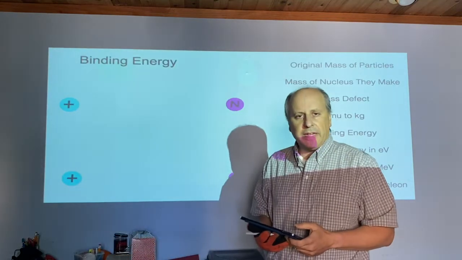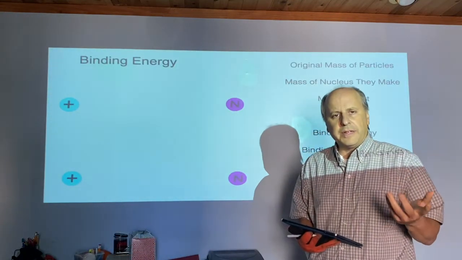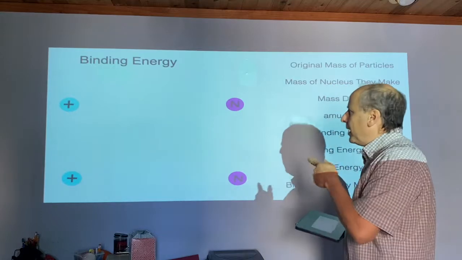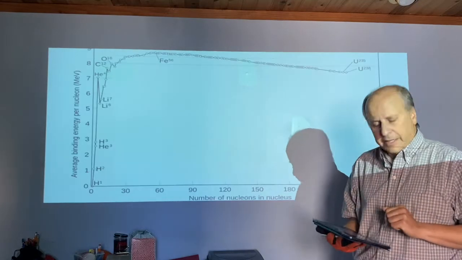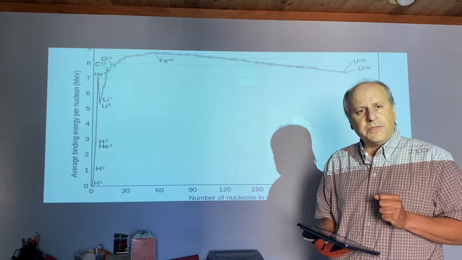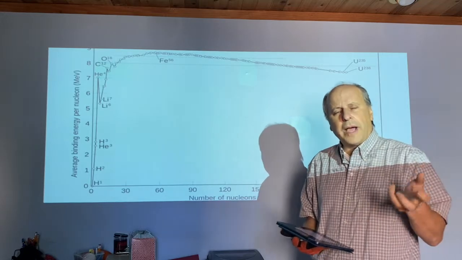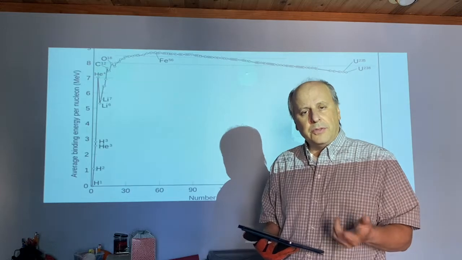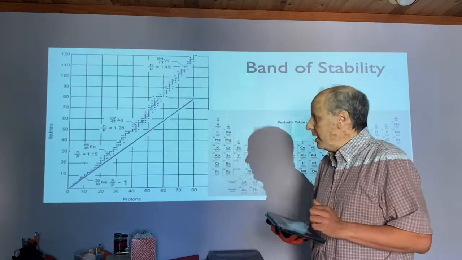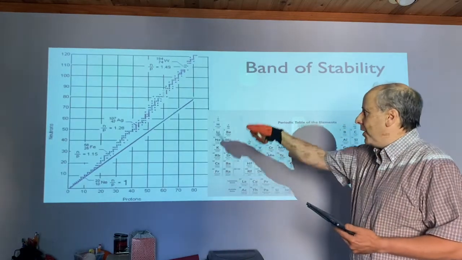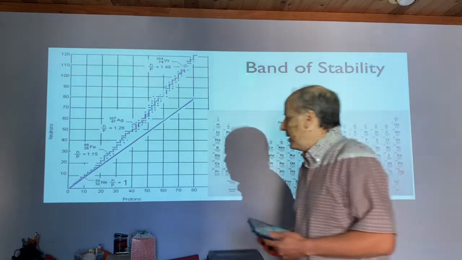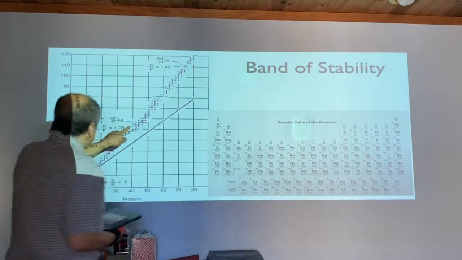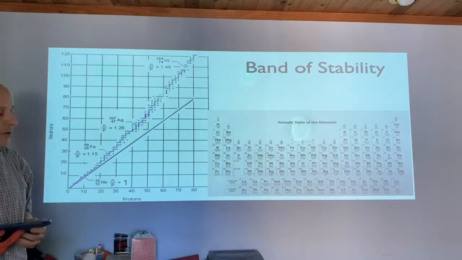So in our last video, we talked about the different decay types. I want to remind you it all comes from binding energy. You look at the binding energy of a nucleus, and if it's got more binding energy than its neighbors, it's probably going to be a stable nucleus. All the stable nuclei fall on this band of stability. Each dot represents a stable isotope.